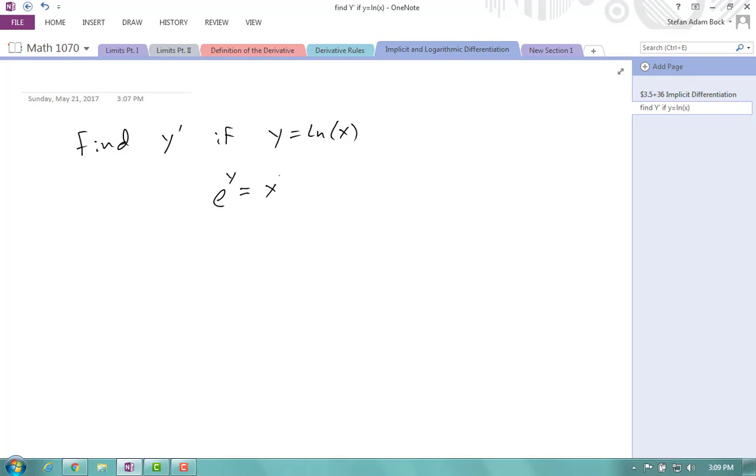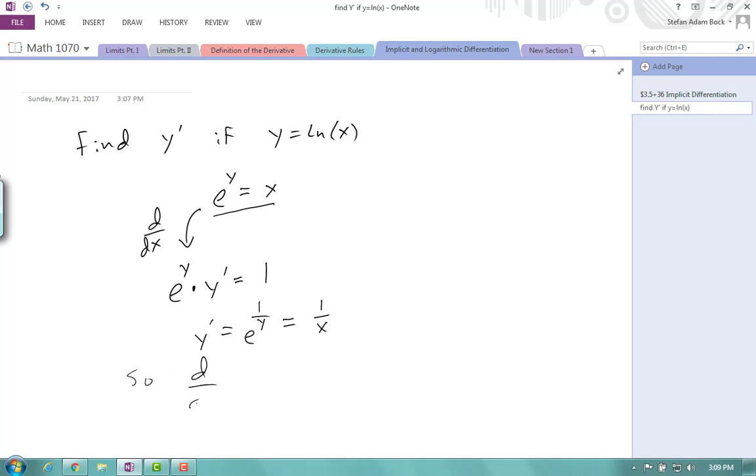And the advantage of this is I know the derivative of e to the x, so I'll take the d dx of this new equation. Derivative of e to the y is e to the y times a y prime from the chain rule equals 1, which means my y prime is equal to 1 over e to the power of y. But since y is equal to the natural log of x, or rather e to the y is equal to x, this is just 1 over x.